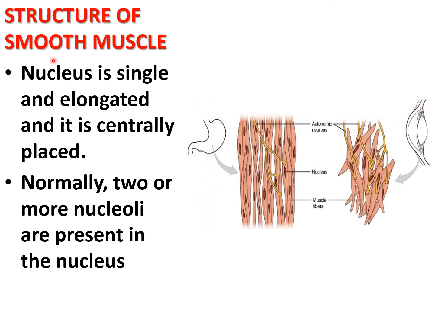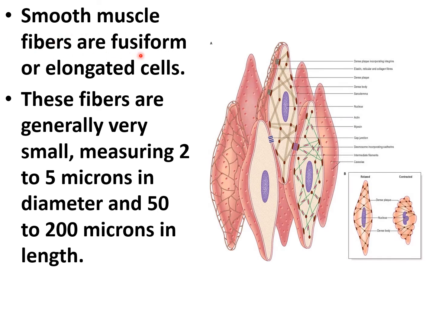Now, what is the structure of the smooth muscle? So, the nucleus is single and elongated and it is centrally placed. You can very well see in this figure that the nucleus is centrally placed. It is single and elongated. Normally, two or more nucleoli are present in the nucleus. Smooth muscle fibers are fusiform or elongated cells, and these fibers are generally very small, measuring 2 to 5 microns in diameter and 50 to 200 microns in length.